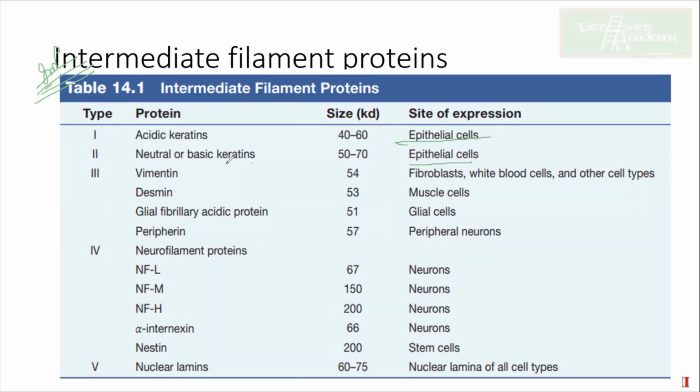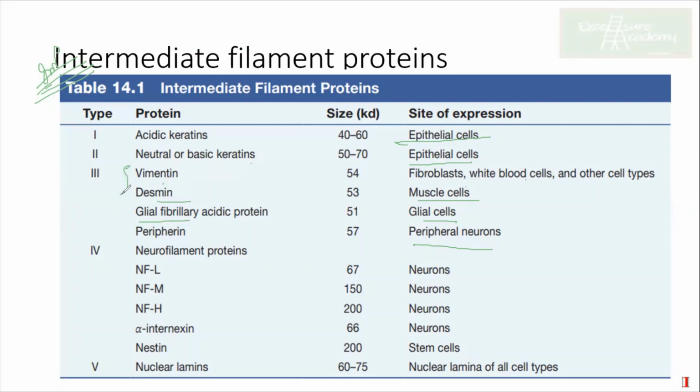Such questions will come. Now coming to the third type: vimentin, desmin, glial fibrillary acidic protein, peripherin. From the names themselves, first of all, you can remember where all these are getting expressed. For example, peripherin is in the peripheral neurons. Glial means in the glial cells. Desmin, muscle cells. Vimentin, fibroblast, WBC, and other cell types.